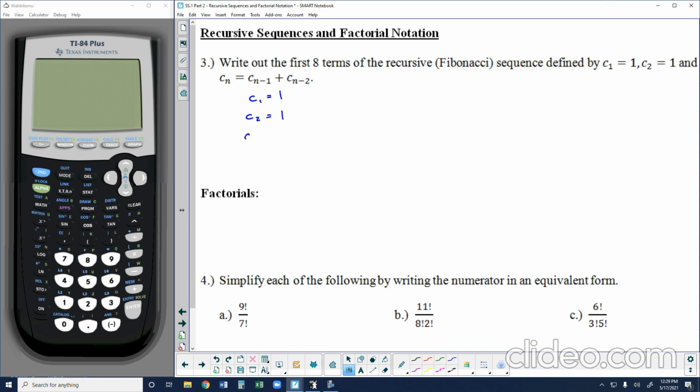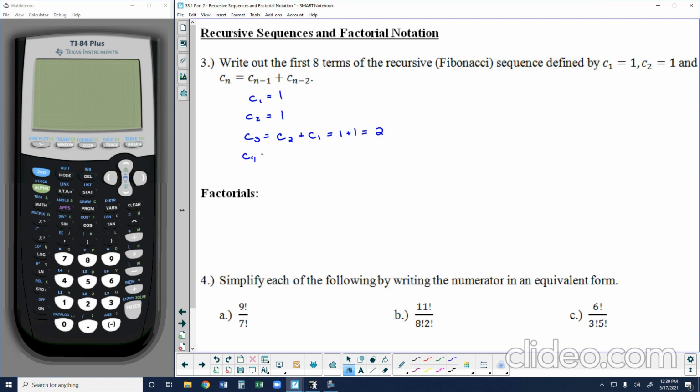The third term was not given to us, but it can be found by using this formula. C sub n minus 1 means the term that comes right before n. So if we're looking for the third term, the term that came right before is the second term, plus C sub n minus 2, which means the term that came 2 before n. If we're looking for the third term, 2 before n would be the first term. So to find the third term, we do the second term, 1, plus the first term, 1, and that is 2. And we're going to continue this pattern.